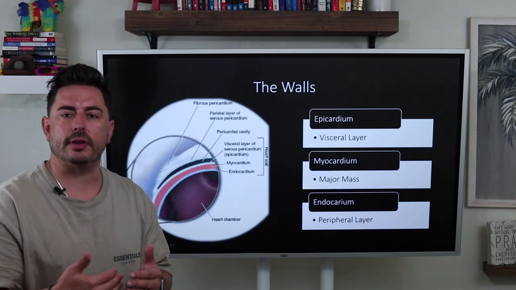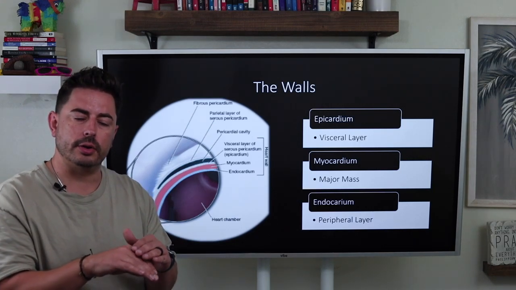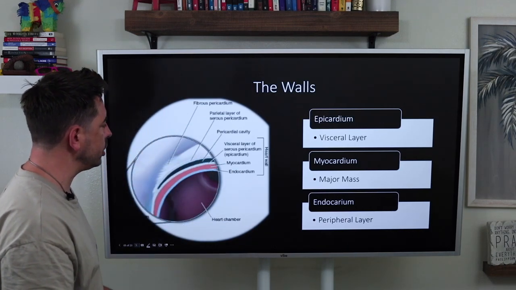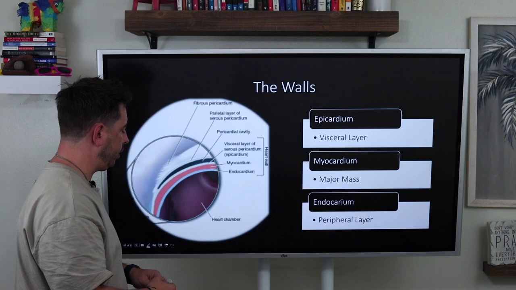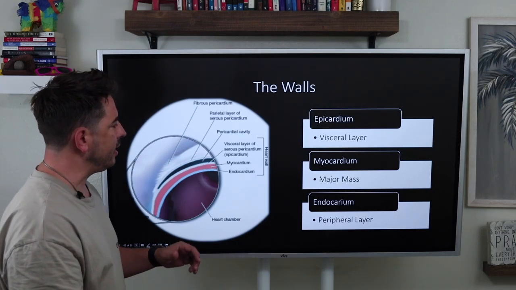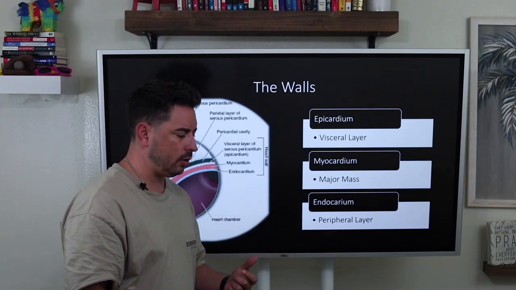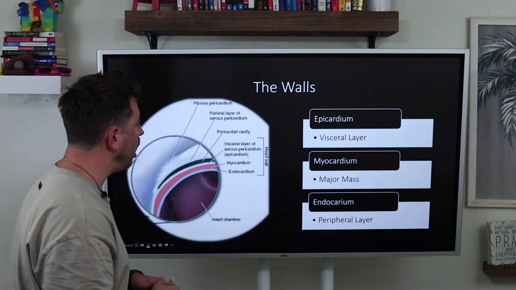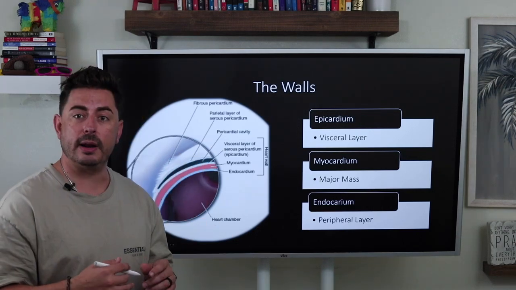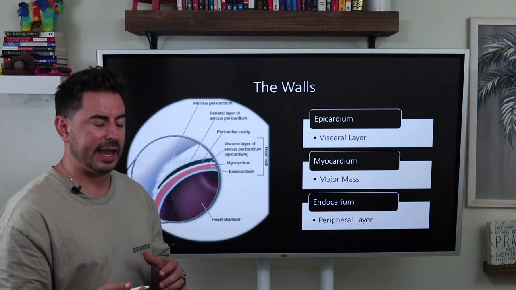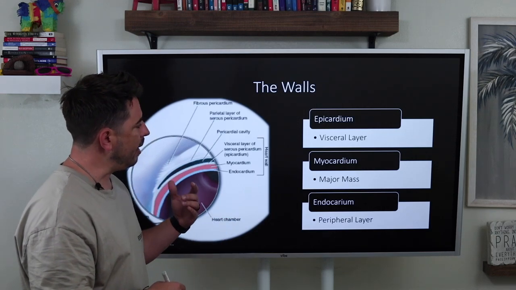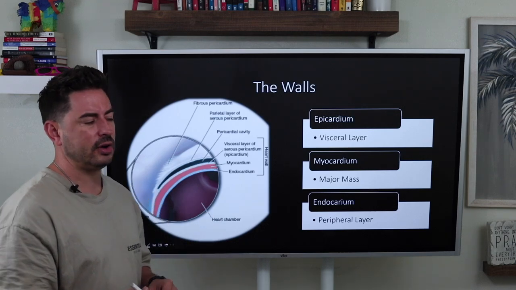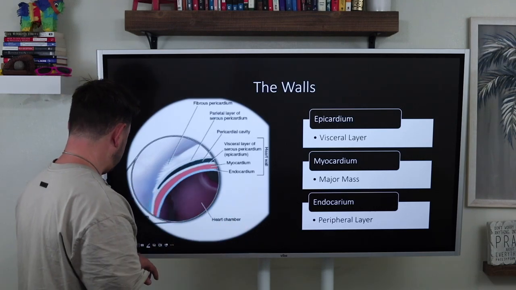When we dive deeper into the heart, when we go beyond the pericardial sac, we start to see three different layers of structures that we describe as the heart wall. We have the epicardium, the myocardium, and the endocardium. The epicardium is the visceral layer of the overall wall, and it's made up of squamous cell epithelium. Later in life the epicardium can be infiltrated with fat, which starts to impact its function as we get older.